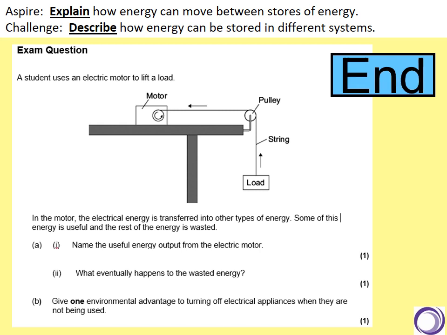So A part 1 then. So that load is lifted so it becomes higher. So energy will be put into the gravitational potential energy store. If you've got kinetic energy store, then you're right, but that's the step before the load has been lifted.